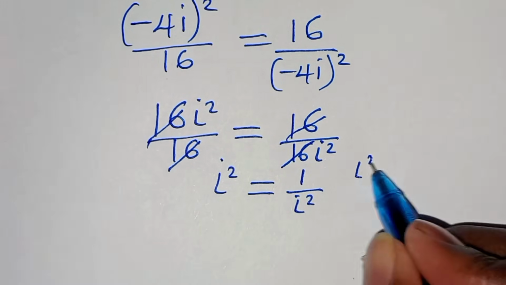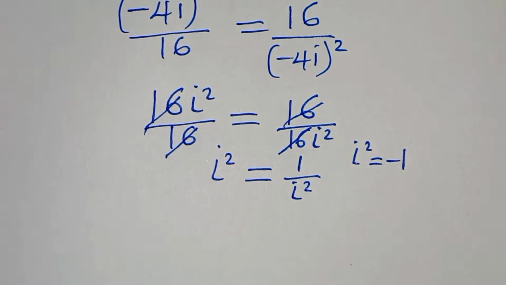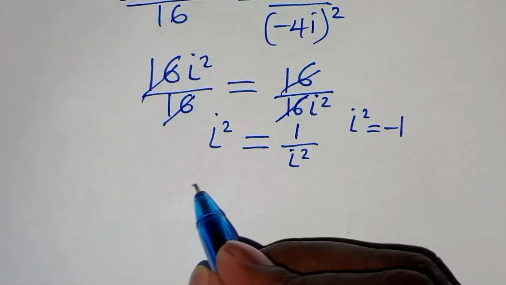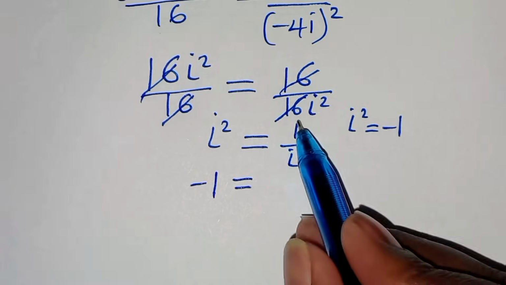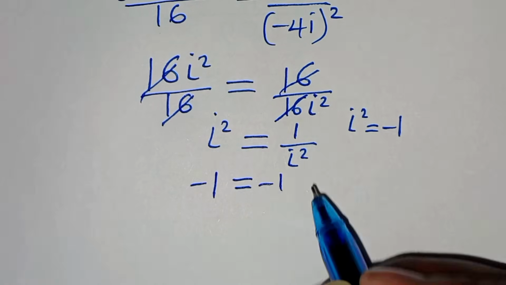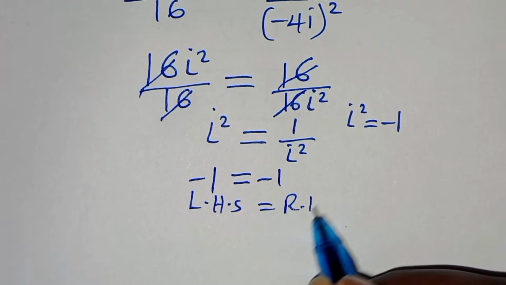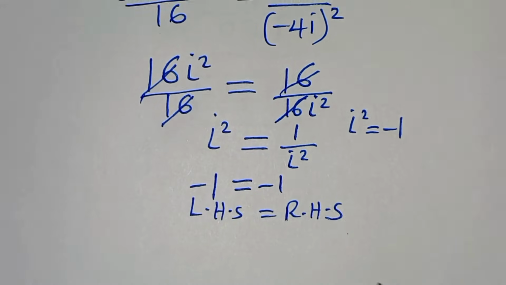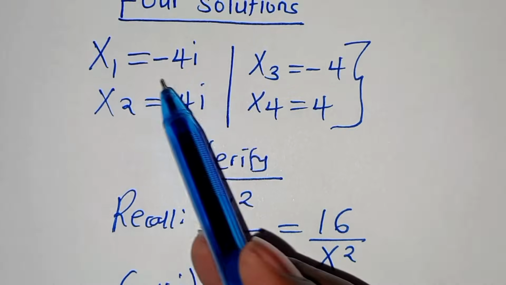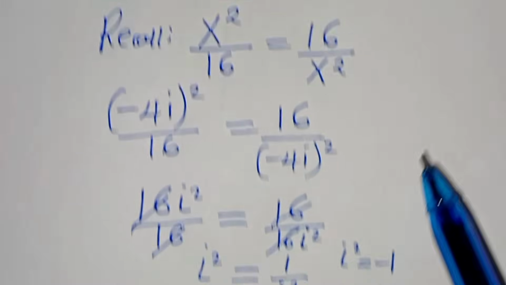So we have that i squared is equal to minus 1. So this is minus 1. This is equal to 1 over minus 1, which is minus 1. So the left hand side is equal to the right hand side. And this proves that x1, which is minus 4i, satisfies the equation.